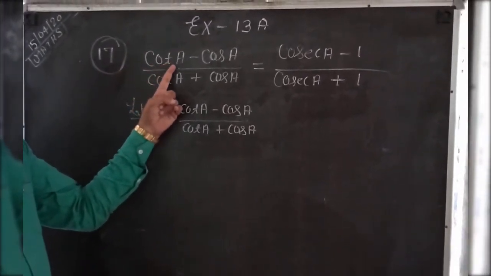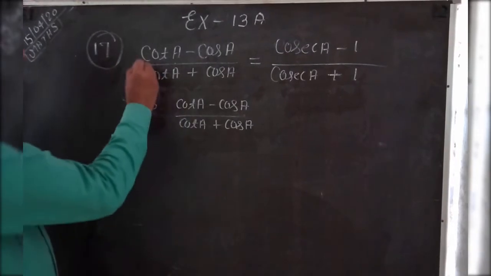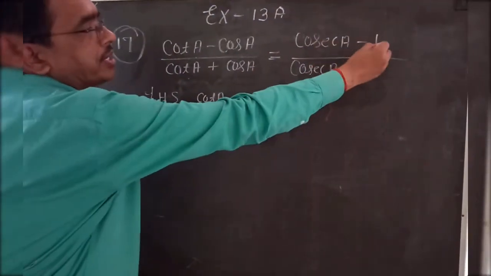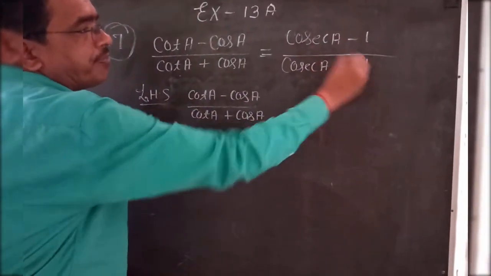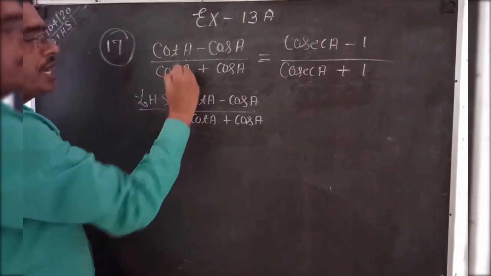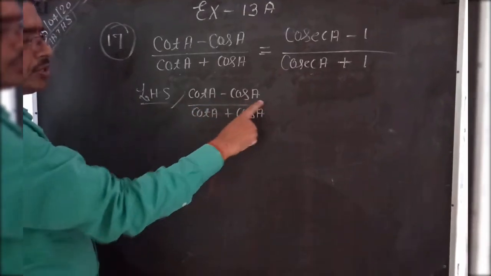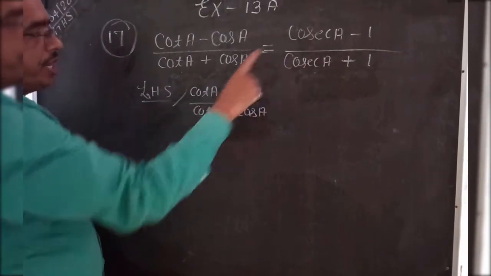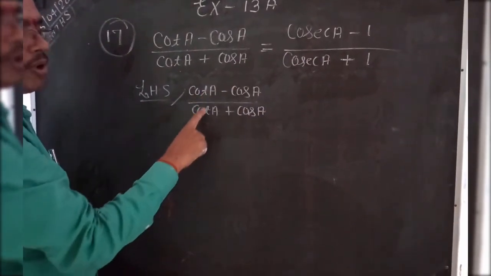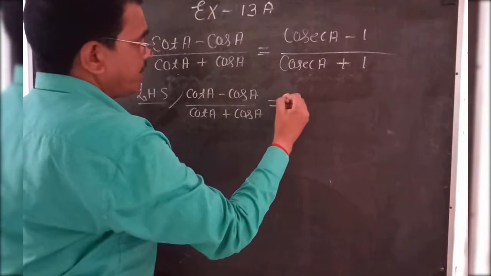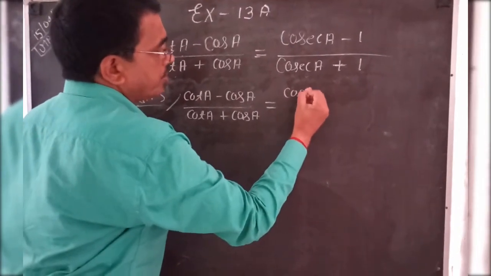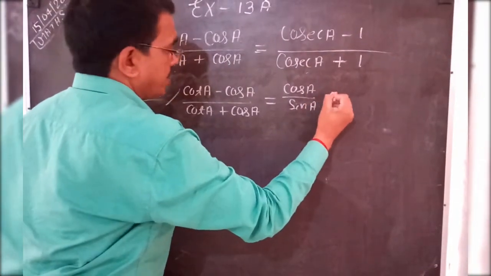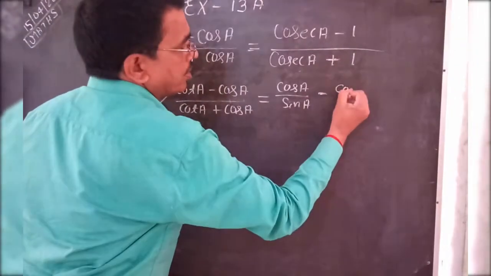This is cot A minus cos A by cot A plus cos A is equal to cosec A minus 1 by cosec A plus 1. First you write the question's LHS. It is cot A minus cos A by cot A plus cos A. You have to prove cosec A. So first you change cot into sin and cos form. So you write this cot is equal to cos A by sin A minus cos A.